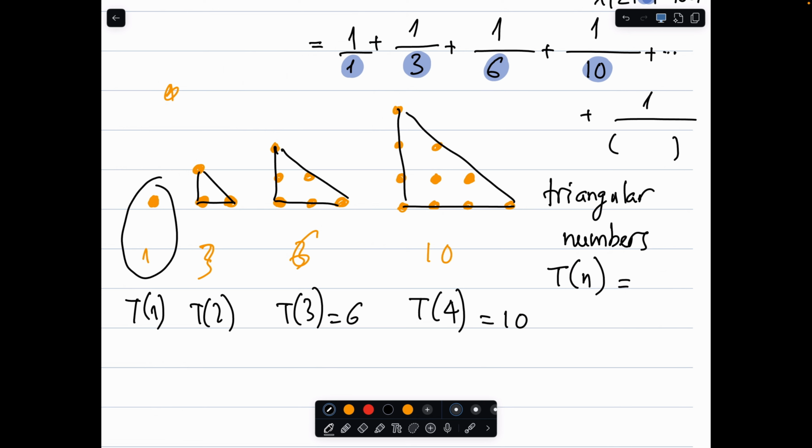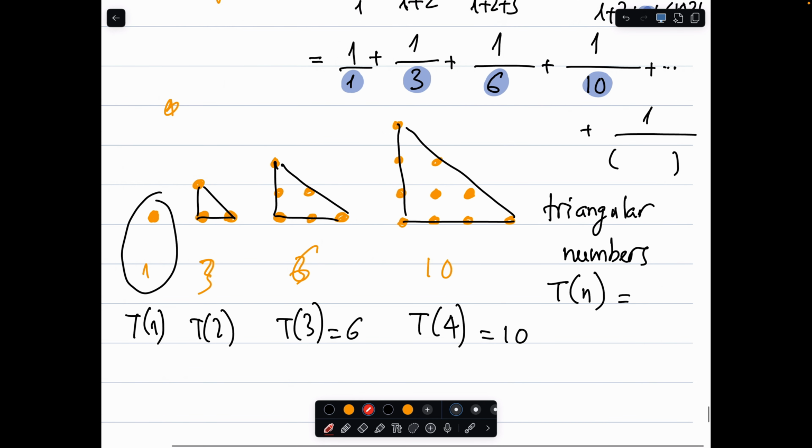and Gauss, the great German mathematician, gave us the formula. So his idea, he was only 10 years old, is to put another triangle. So you put another triangle here. Exactly the same.